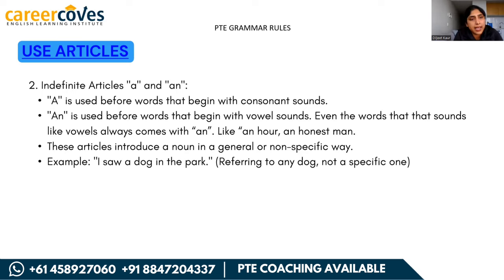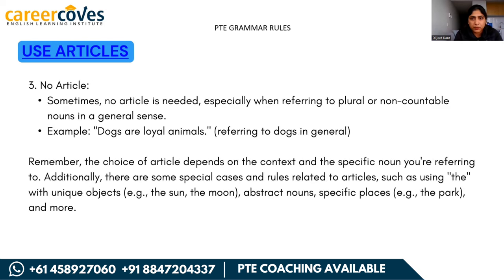What is the indefinite article? A and an. A is used before words that begin with consonant sounds, and an is used before words that begin with a vowel sound. So any word starting with A, E, I, O, U will definitely come with an. All the leftover words come with a. So these articles introduce a noun in a general or non-specific way. Example, I saw a dog in the park. A dog, so this is referring to any dog, not a specific one. An is the most popular article in the exam. So there will be a fill-up after an. You have to find that word that is starting with a vowel. I will discuss it as well.